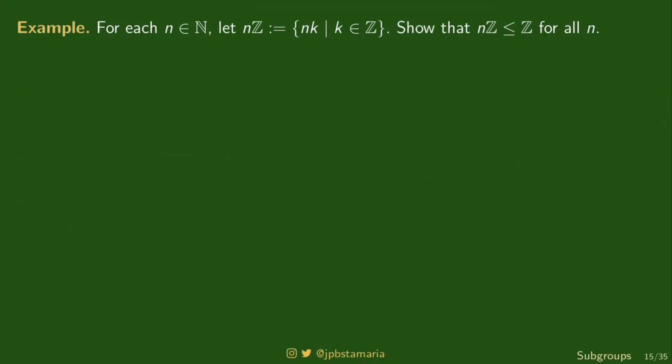Halimbawa, for each natural n, tawagin natin NZ. Anong laman ng NZ? Ang laman ng NZ ay yung mga NK, where K is an integer. So for example, pag sinulat ni Sir na 2Z, ang laman nito yung mga 2K. In other words, yung mga even integers. Okay?